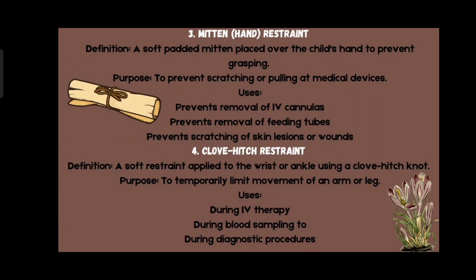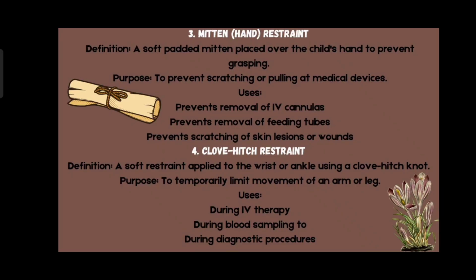Then the third one is the mitten restraint or hand restraint. A soft padded mitten placed over the child's hand to prevent grasping. The purpose is to prevent scratching or pulling at medical devices, like to prevent removal of the IV cannula, to prevent removal of feeding tubes, and to prevent scratching of skin, lesions or wounds.